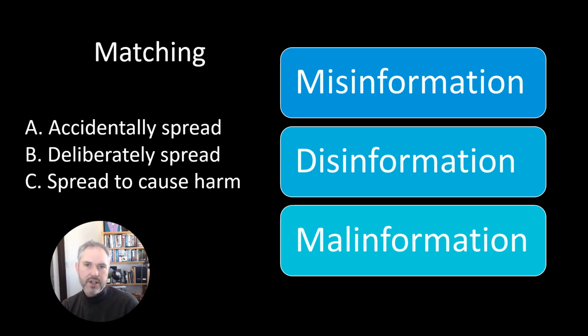One type of information is accidentally spread. One type of information is deliberately spread, and the third one, which is slightly more difficult to wrap our heads around, but basically it could actually be true information. It might even not be false. It's true information, but presented in a bad way to spread or cause harm. And we'll actually show some examples of this later. Okay, so can you match them up?